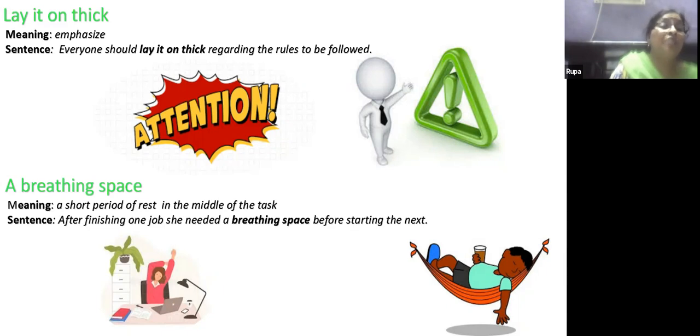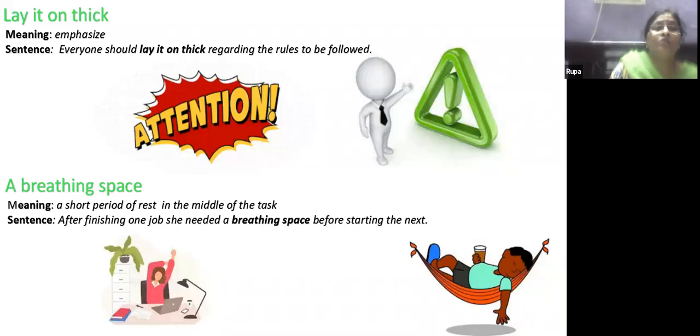Now, a breathing space: a short period of rest in the middle of the task. So, a period of relaxation. How can it be used in a sentence? After finishing one job, she needed a breathing space before starting the next. So she had taken up a job and she left that job. Now she's going to take up a new job. Between leaving and taking up the next job, she needed some period of relaxation. That is breathing space, a period of relaxation.